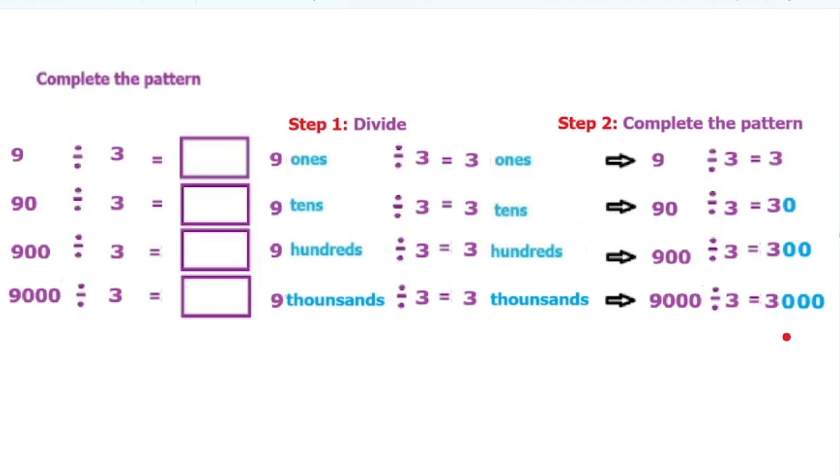So just notice that we have 3 zeros for the thousands, we have 2 zeros for the hundreds, and we have 1 zero for the tens, and no zeros for the ones. So that's how you complete an increasing pattern like this.